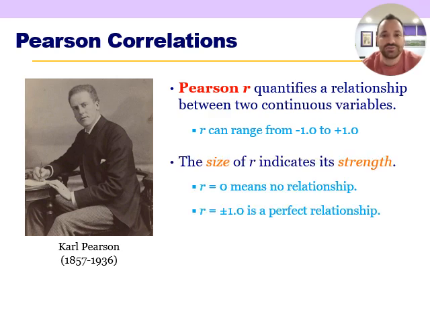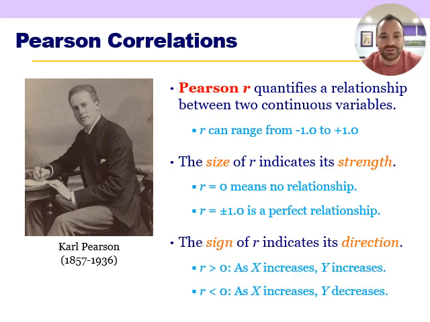The number tells us how strong the correlation is. So if there's a correlation of 0, it means there's no relationship whatsoever. And as the number gets further away from 0 in either direction, it means the relationship is getting stronger. The sign of R, whether it's positive or negative, tells us the direction of the relationship.